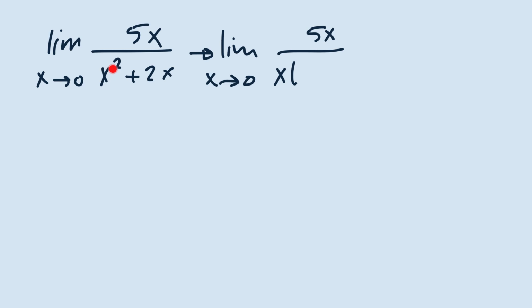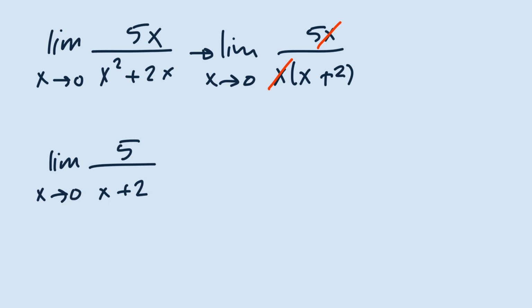I have x squared, I already took 1 out as a common factor, so I will have 1x left here, plus, now this x already taken out as a common factor as well, so I will have 2 left. And let us close the parentheses. From here you can notice that we can cancel the x with the x. So we will be left with the limit of 5 over x plus 2 as x approaches 0.